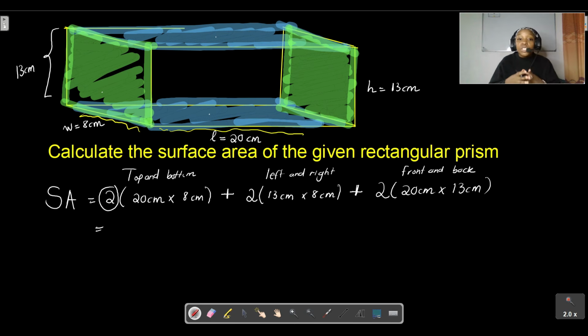We're just going to be substituting everything into our formula and then getting our final answer. So what is 2 times 20 centimeters multiplied by 8 centimeters? You'll get 320. Remember, centimeters multiplied by centimeters is centimeters squared, plus 2 times 13 centimeters multiplied by 8 centimeters. This will give you 208 centimeters squared.